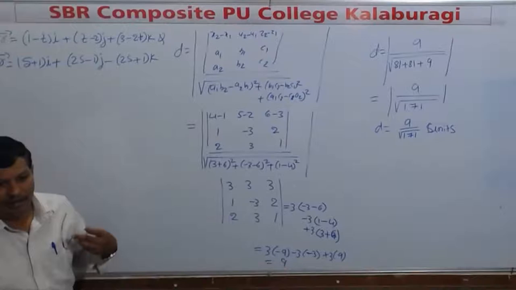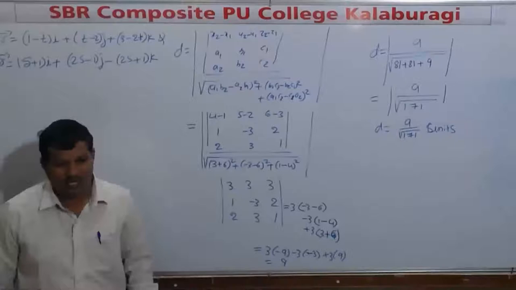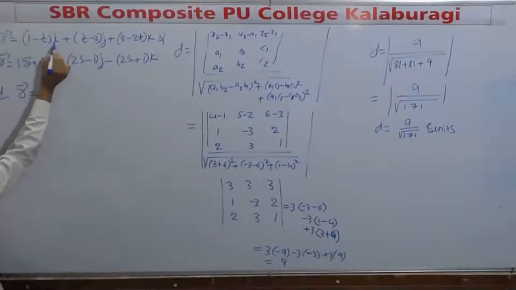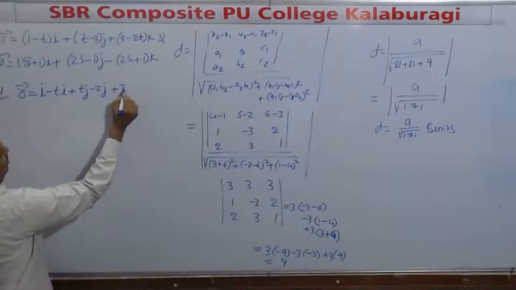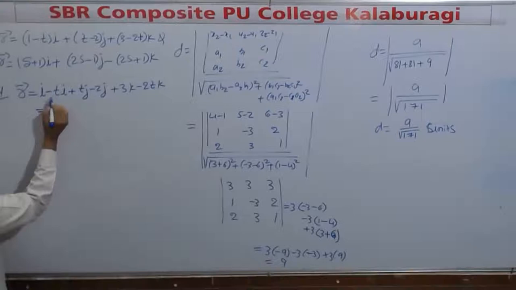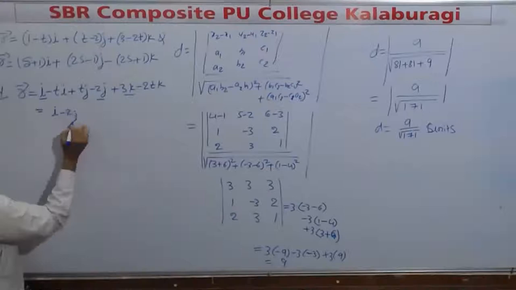Here they are not given in the standard form r equal to a plus lambda b. You have to write the standard form. See how we will write it. First take that equation: r equal to 1 into i minus t i plus t j minus 2j plus 3k minus 2t k. Expand. First you have to write r without t terms: i minus 2j plus 3k.